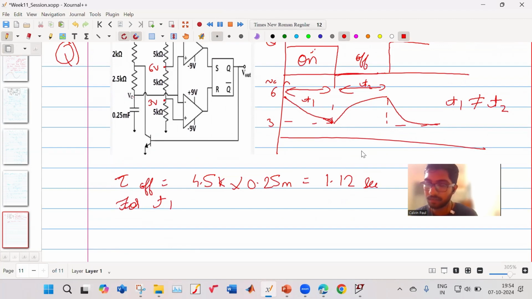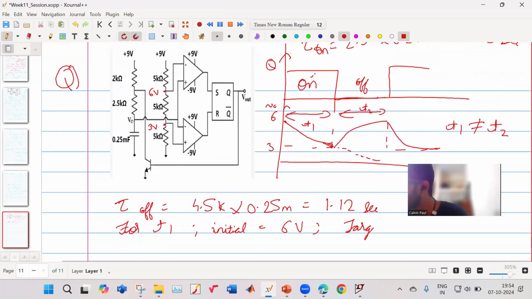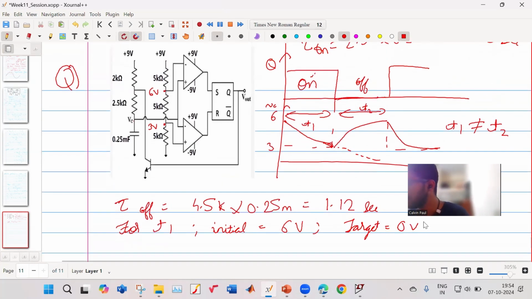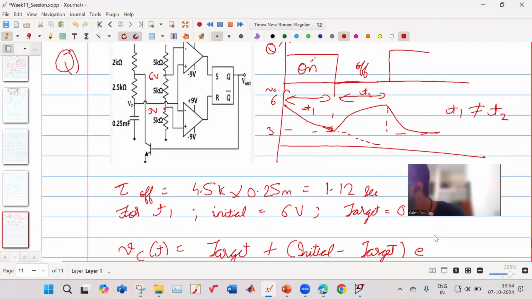So let us consider T1. For T1, my initial voltage was 6 volts. But what is the target voltage? Ideally, it would have to decay to 0 volt. So its target voltage is 0 volt. So your capacitor voltage equation is what? Target plus (initial minus target) into e raised to minus t by tau on.